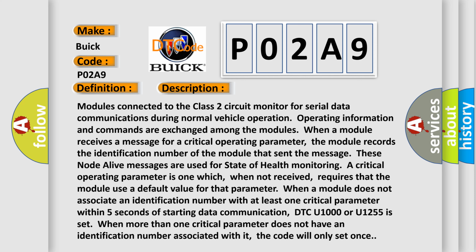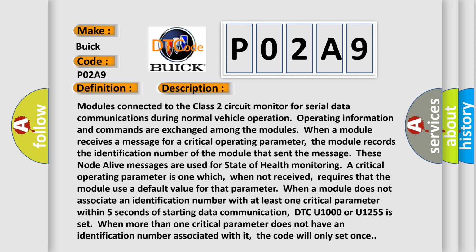Modules connected to the Class 2 circuit monitor for serial data communications during normal vehicle operation. Operating information and commands are exchanged among the modules. When a module receives a message for a critical operating parameter, the module records the identification number of the module that sent the message. These node-alive messages are used for state of health monitoring. A critical operating parameter is one which, when not received, requires that the module use a default value for that parameter. When a module does not associate an identification number with at least one critical parameter within 5 seconds of starting data communication, DTC U1000 or U1255 is set.